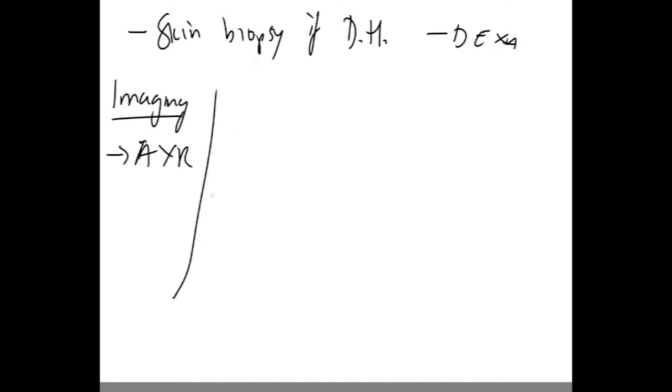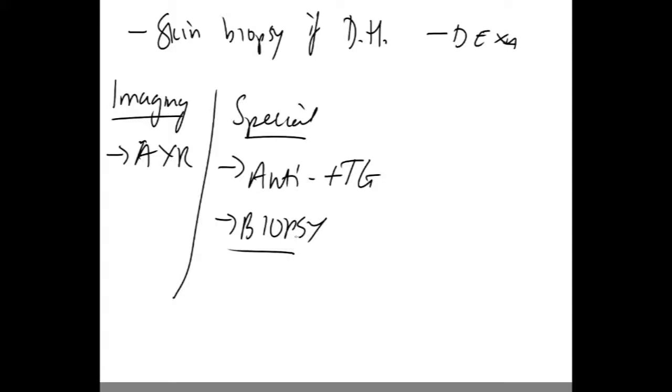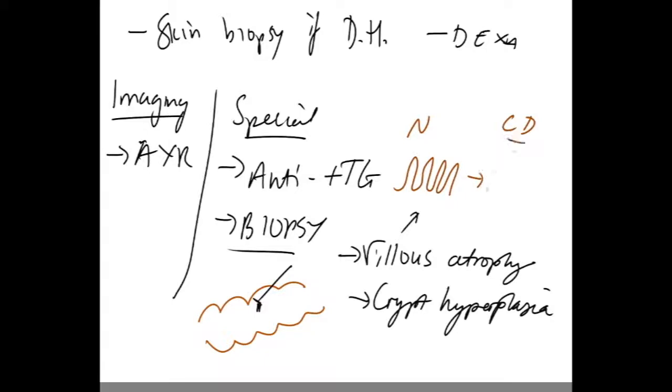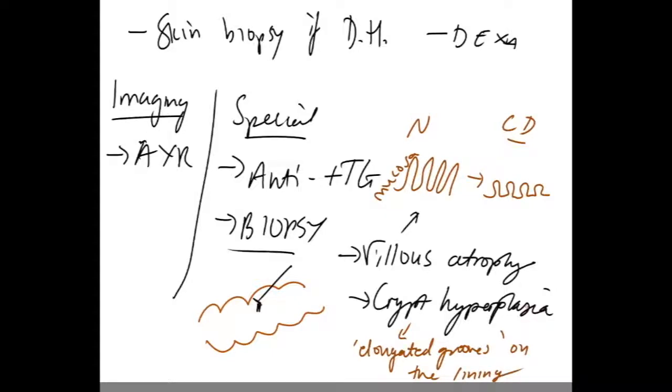In terms of imaging, you may want to perform an abdominal X-ray, because that will be to rule out some other differentials. Your special test will be along the lines of anti-TTG, and you will also want to perform a biopsy to confirm the differential, which would show villus atrophy and crypt hyperplasia. And here I've drawn sort of the difference between normal and celiac disease there, showing villus atrophy as they've got smaller. And to look at crypt hyperplasia, it's about an elongated groove on the intestinal lining.